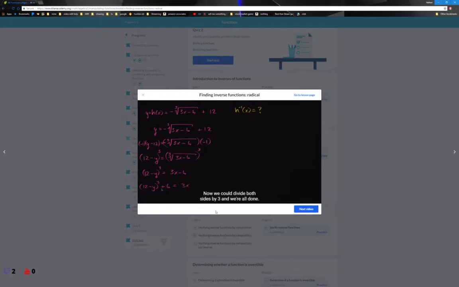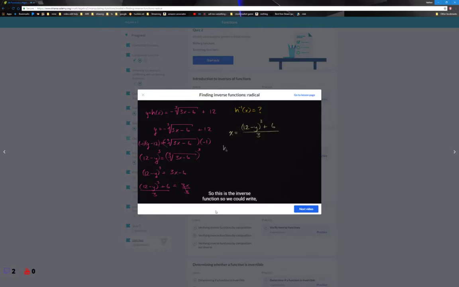Now we could divide both sides by 3, and we're all done. Divide both sides by 3, and we get x is equal to 12 minus y to the third power plus 6 over 3. And so this, if you have a member of the range y, is going to map it back to the x that would have gotten you to that member of the range. So this is the inverse function.